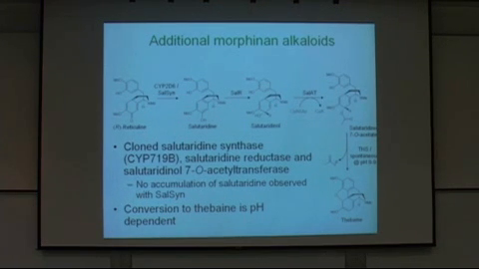But from salutaridine, using both variants, we were also able to clone SAL-R and SAL-AT, which is an acetyl-CoA-dependent reaction to produce salutaridinol 7-O-acetate. This is directly converted to thebaine, which is reported to be spontaneous at pH 8 to 9. However, in plants, they've also detected the presence of a thebaine synthase activity, which could possibly mediate this reaction at lower, more physiological pH.